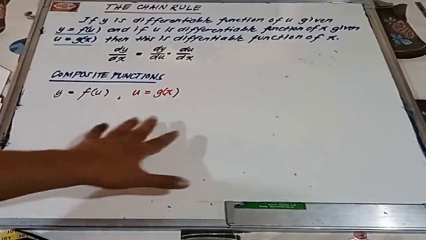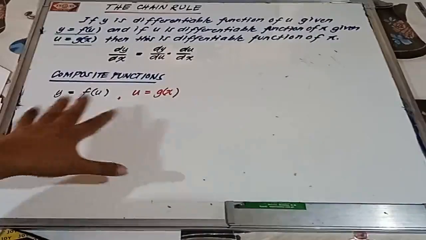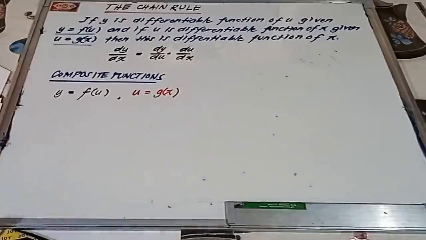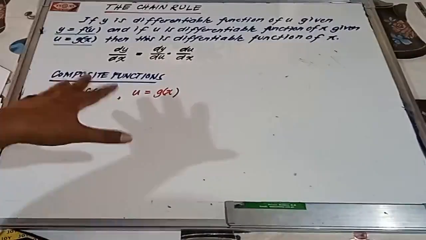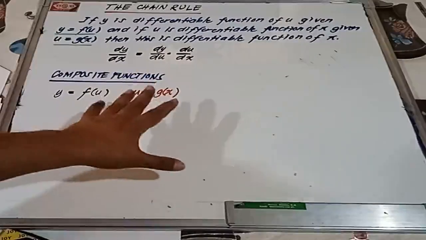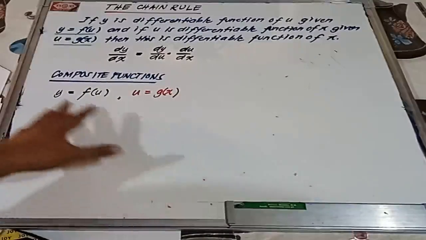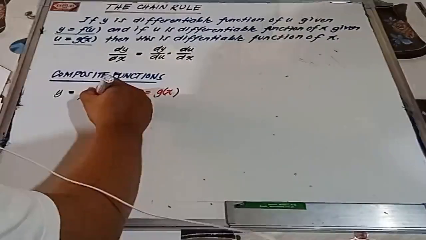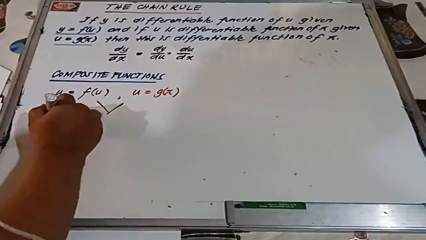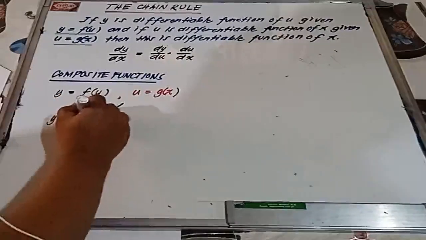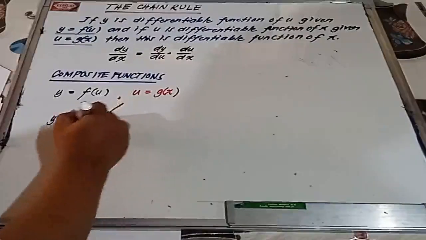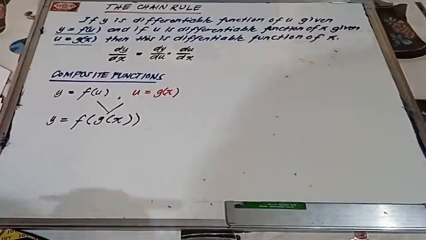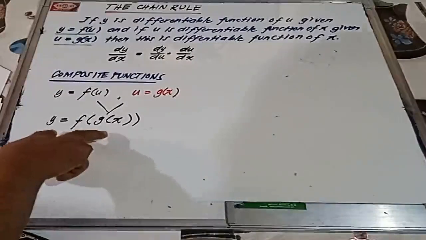Okay. Para magkameron tayo ng composite function, para magkameron tayo ng direct relationship between y and x variables, we have to eliminate u. And to do that, we're going to substitute u of g of x to the y equals f of u. So, ganito mangyayari. So, y will be equal to u is g of x. So, therefore, we have f of g of x, where g of x is equal to u. So, ito yung tinatawag na nating composite functions.